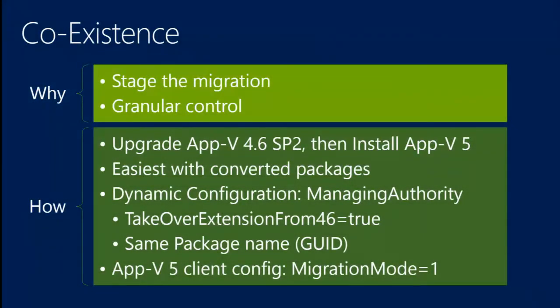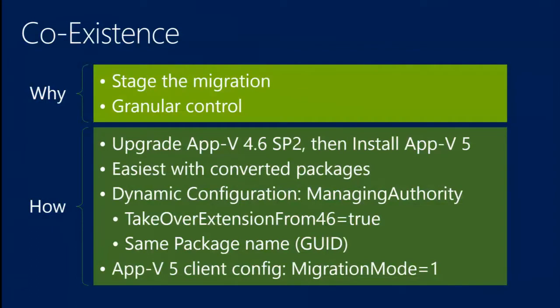Okay, so the coexistence, again, stages your migration. It gives you granular control. So you can push out the 5.0 client next to the 4.6 SP2 client, and then do it application by application, push those out, and then over a period of months possibly, you'll gradually phase over to AppV5.